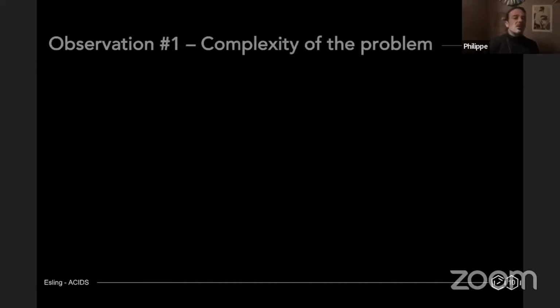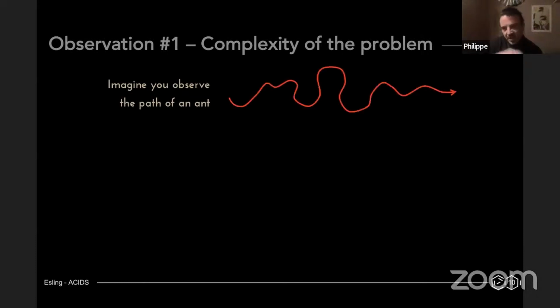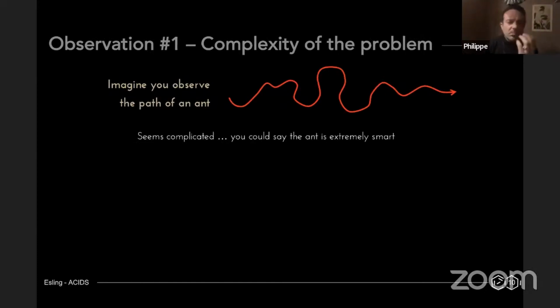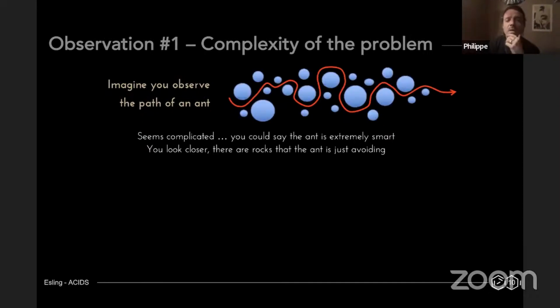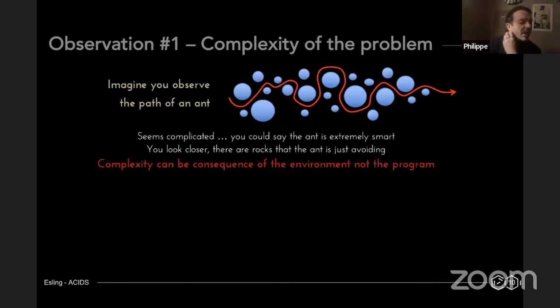So first, I want to make some weird philosophical observations. Let's review the complexity of our problem. Imagine you observe the path of an ant, and you see the ant moving, and it looks like, whoa, the ant is making a very complicated path in the world. You would say, oh, she might be extremely smart and doing something super complicated. But if you look closer, there are rocks that the ant is just avoiding. So I think first, complexity can be a consequence of the environment and not the program.